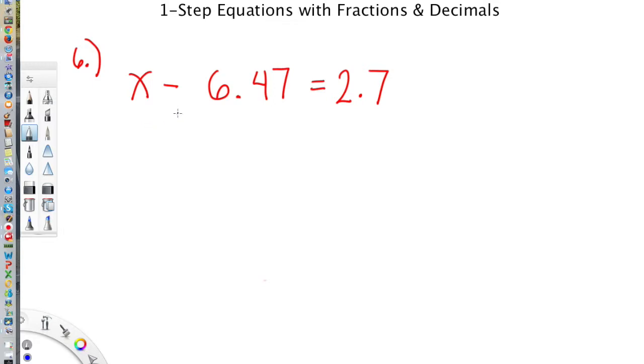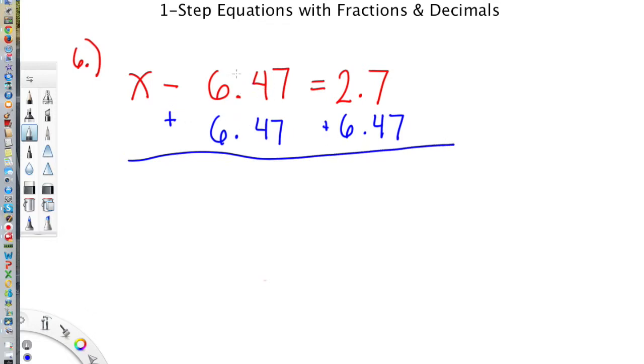So we're going to isolate the variable x. We have to ask ourselves what's happening to x. 6 and 47/100 is being subtracted from it. Therefore, we must do the inverse operation. The inverse operation is add 6 and 47/100. What we do to one side, we must do to the other side. So we add 6 and 47/100 to both sides.